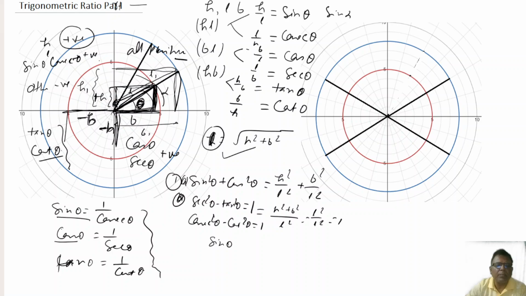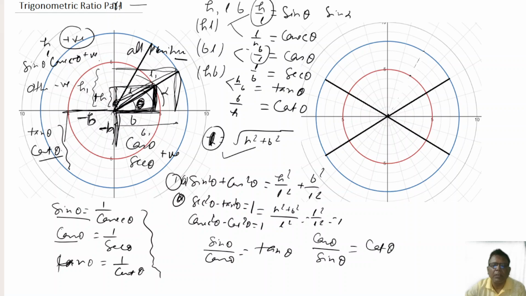So sin theta by cos theta. Sin theta is h by L and cos theta is b by L. So this will be h by b, and h by b is nothing but tan theta. So this is equal to tan theta, and the reciprocal of this, cos theta by sin theta, will be cot theta. This is the formula you have to mug up.